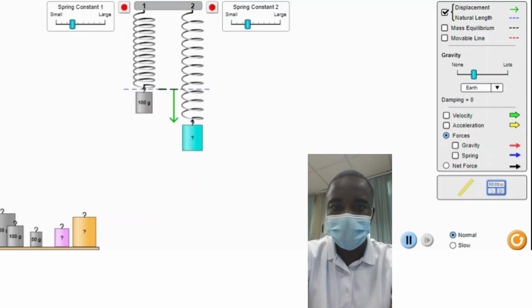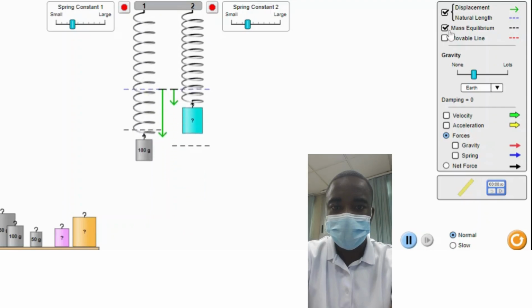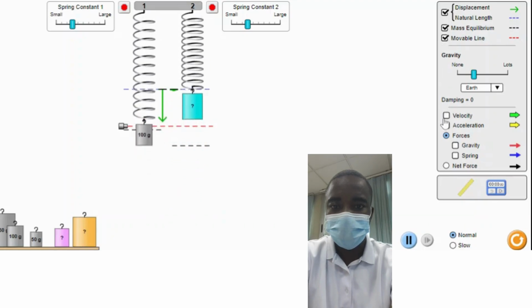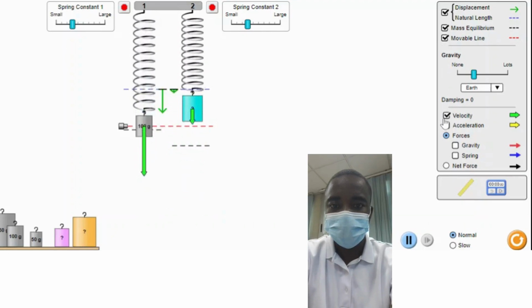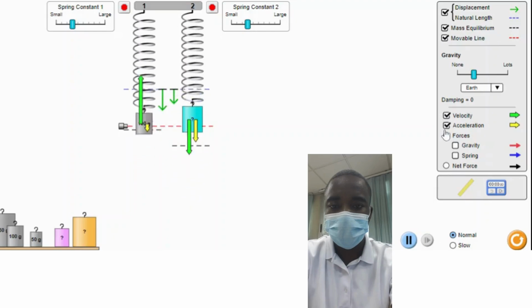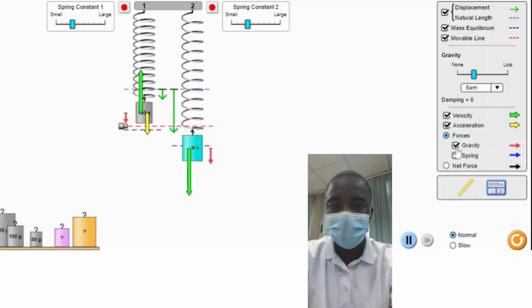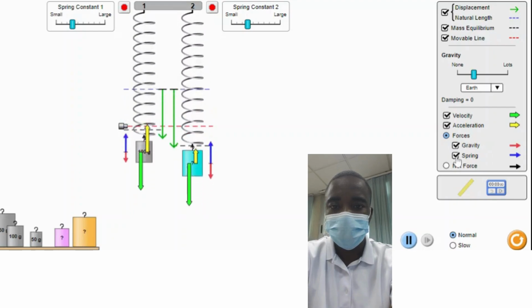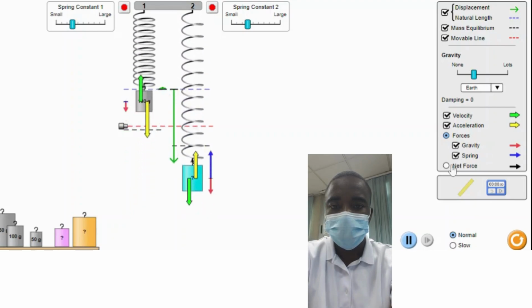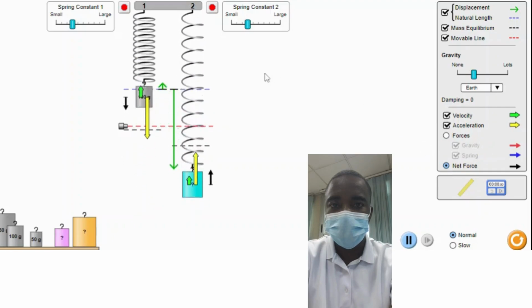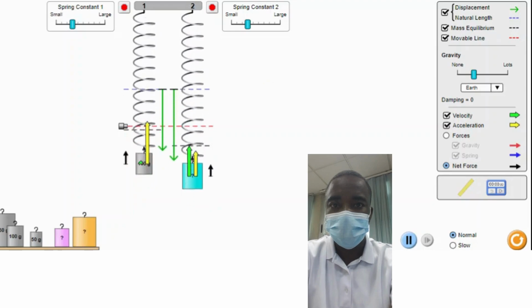Students can also explore how the velocity and acceleration change throughout the oscillation. By observing these quantities, students can understand the relationship between force, acceleration, and velocity in oscillatory motion. For example, they can see that the velocity is maximum at the equilibrium position and minimum at the extreme positions, while the simulation allows students to explore the energy in the system in real time.